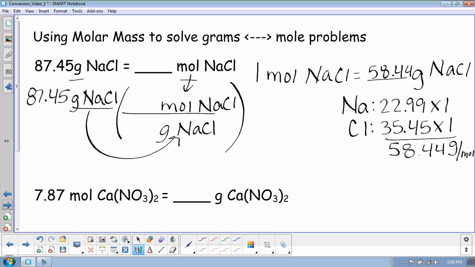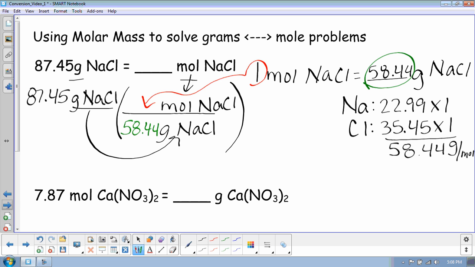I'm going to use my conversion factor, so I'm going to have my 1 mole here, and I'm going to put my gram amount, 58.44, here, and we're going to divide. Just a little word to the wise, okay? If I have 87.45 grams, that's more than 1 mole. So my answer should be greater than 1.